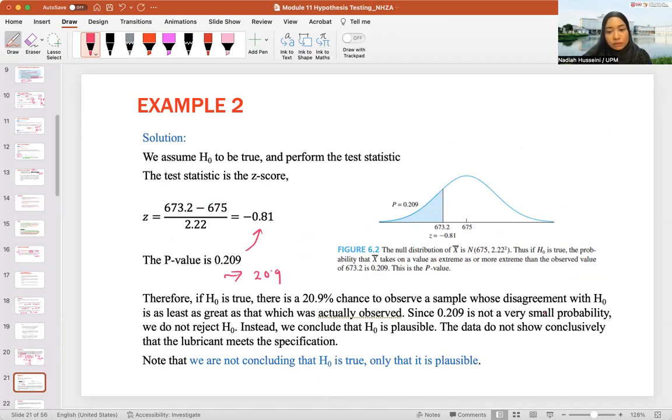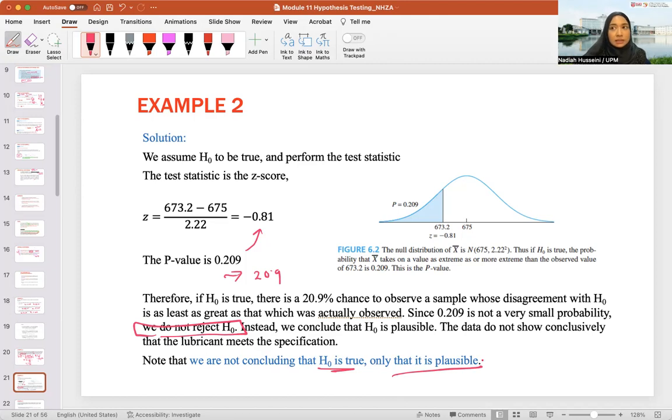Since 0.209 is not a very small probability, we do not reject H0. So we conclude that H0 is plausible. The data does not show conclusively that the lubricant meets the specification, which means that our alternate hypothesis cannot be supported. Note that we are not concluding that H0 is true, only that it is plausible.